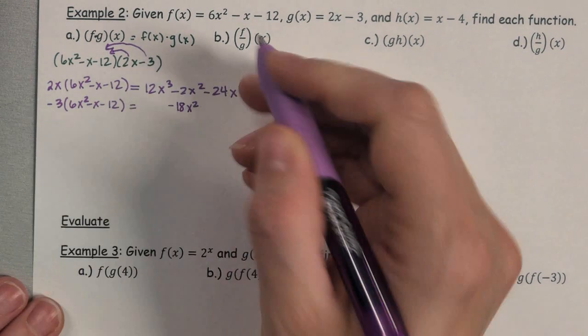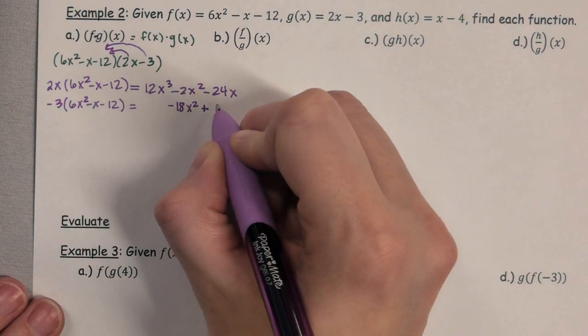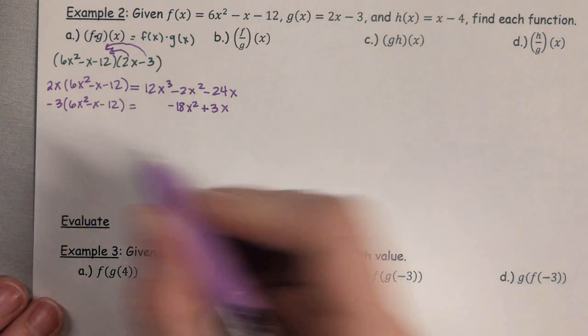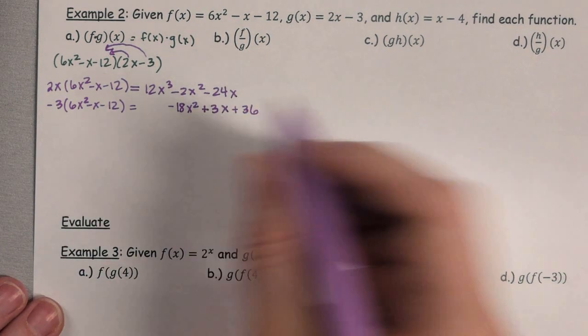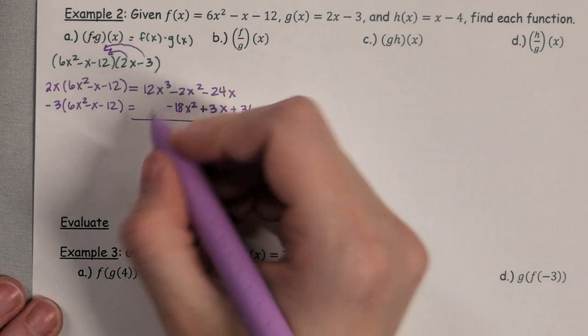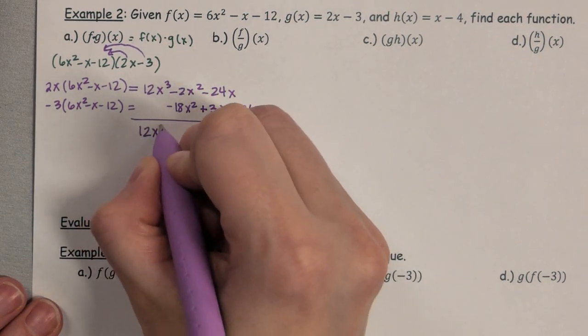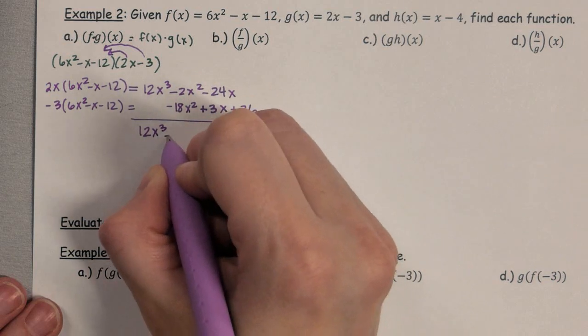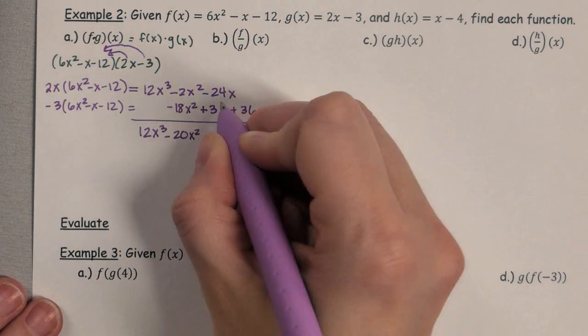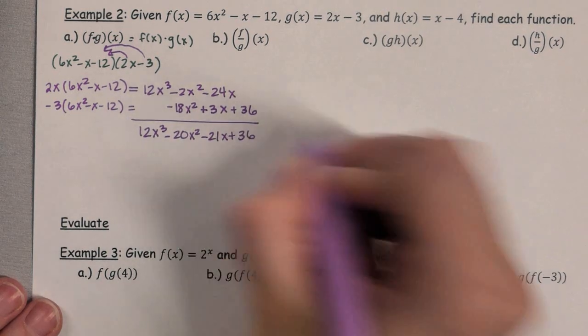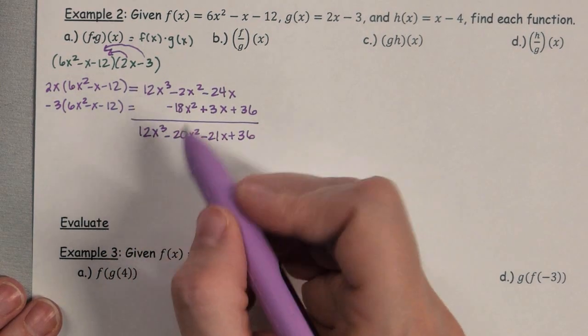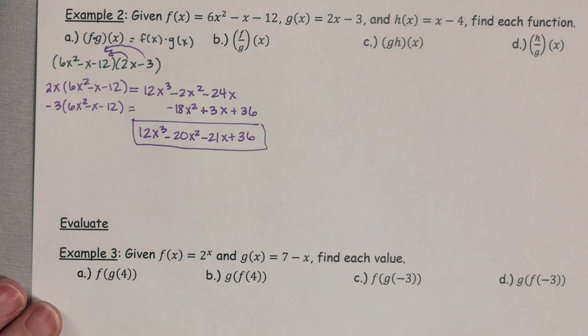And then negative 3 times negative x would be positive 3x. And then negative 3 times negative 12 would be positive 36. So then I can just add straight down. 12x cubed. Negative 2 minus 18 is negative 20. Negative 24 plus 3 is negative 21. Okay, and then this would be your final answer.